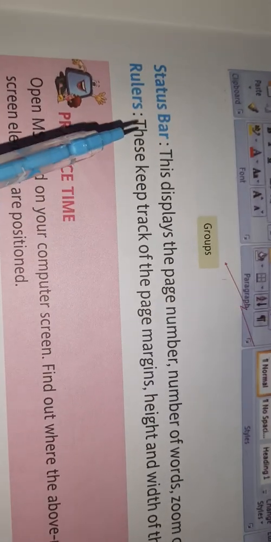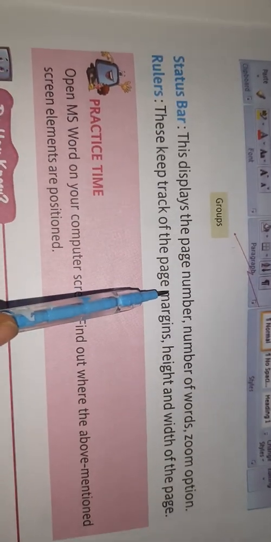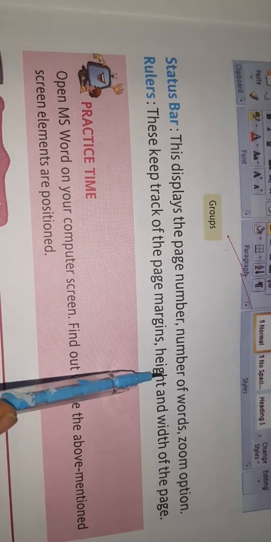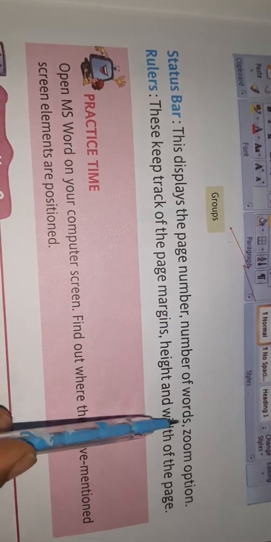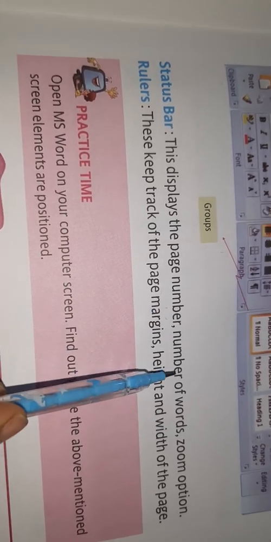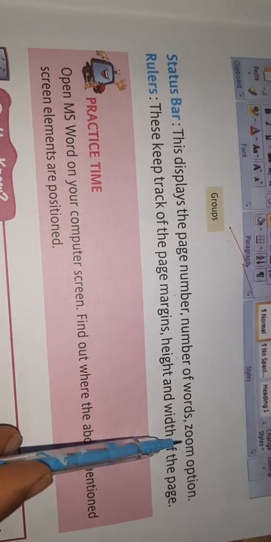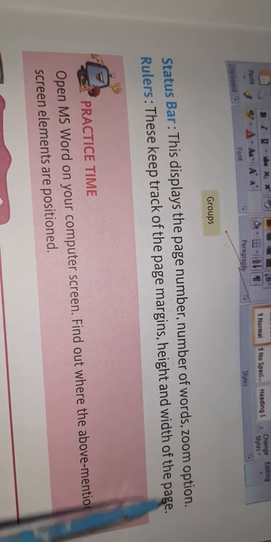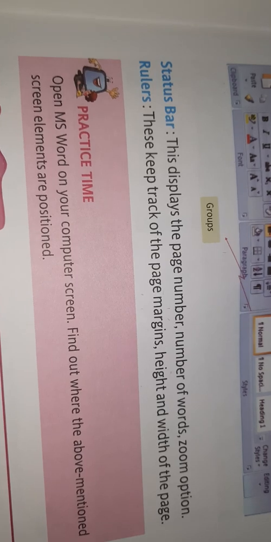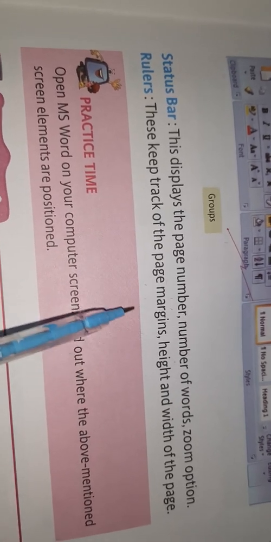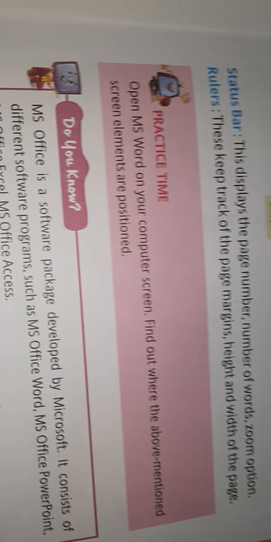Now status bar. Status bar displays the page number, number of words and zoom option. So what does the status bar display? These three: on which page you are working, how many words have been typed, and the zoom option. Rulers keep track of the page margins, height and width of the page. Page margins etc. are set, and we can set them ourselves also. As per that, the change in the page will occur.